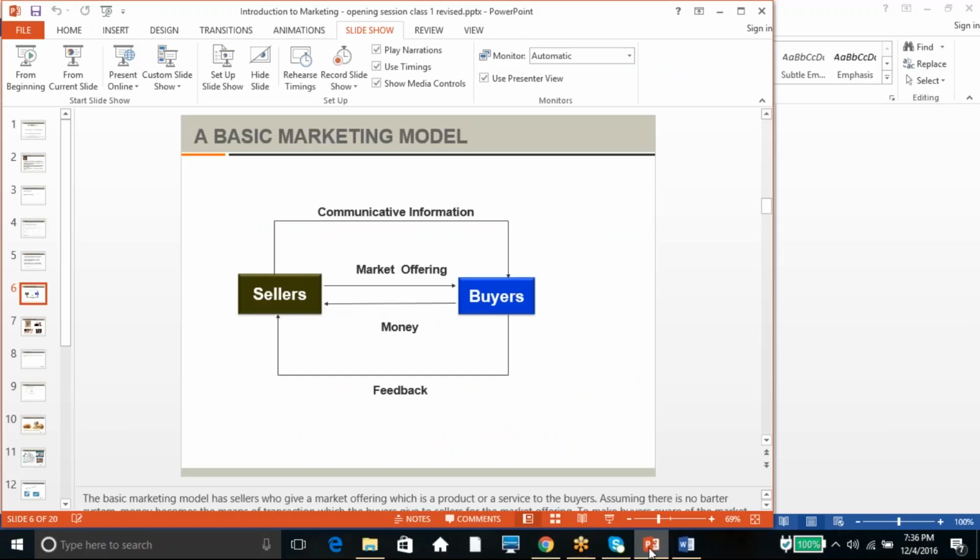having a product or a solution which the buyer needs and a seller is there to give. The buyer, on completing the transaction, gives back money, assuming that we don't have a barter system. The seller, to make the buyer aware that he is available in the market for that product, gives communicative information which we call advertising or promotion, and the loop is closed through a feedback, which for the seller is basically in terms of sales. So that was the basic marketing model.